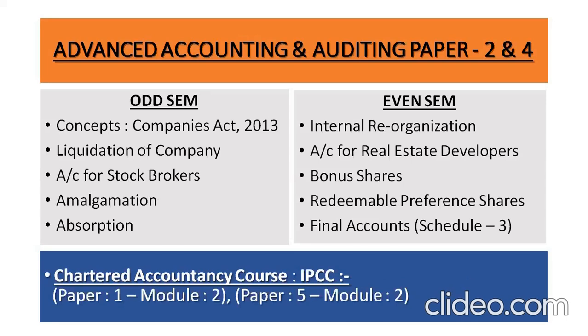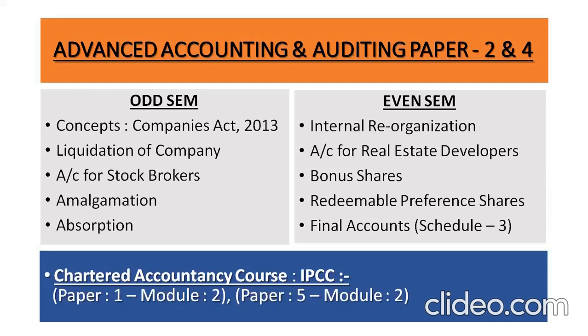Third and a bit interesting topic is accounting for stockholders, stockbrokers. The share market is the new arena of this age, and we are going to learn how to account the books of stockbrokers. And the last topics are amalgamation and absorption. It basically talks about if two businesses are merged, then how to account for that merging. And absorption is when a big company takes over another small company, then how we are going to record that in our books of accounts.